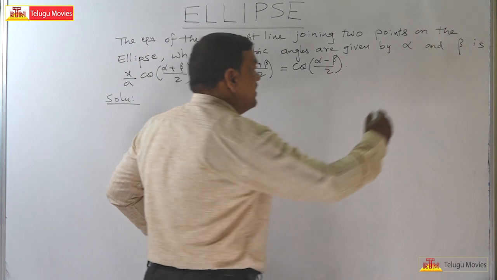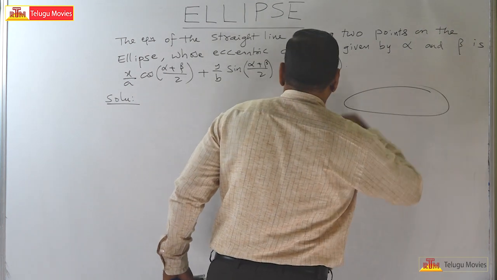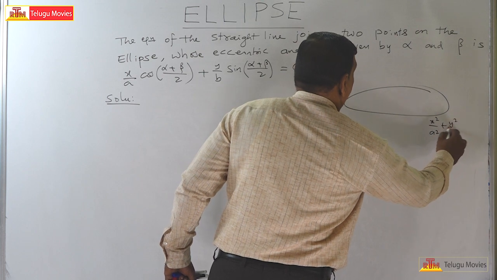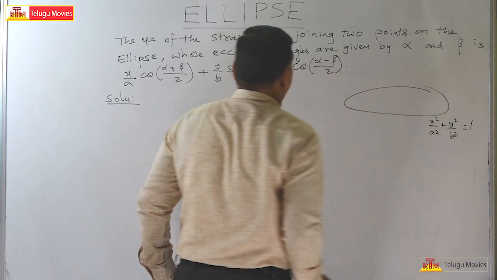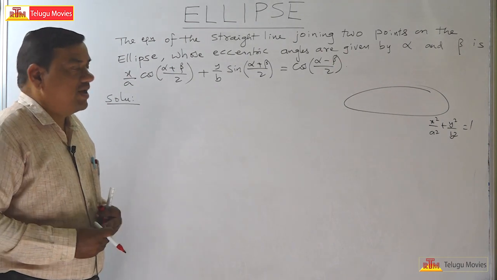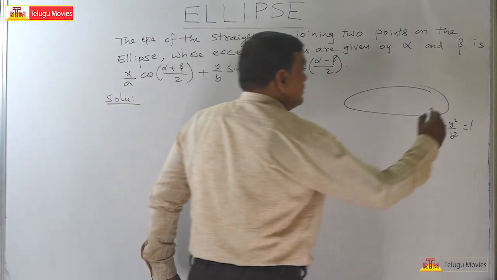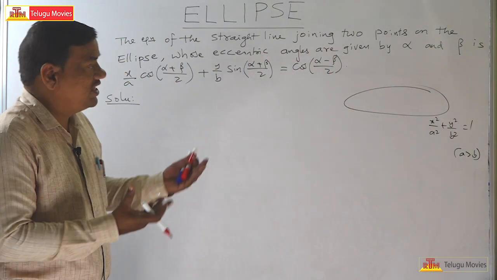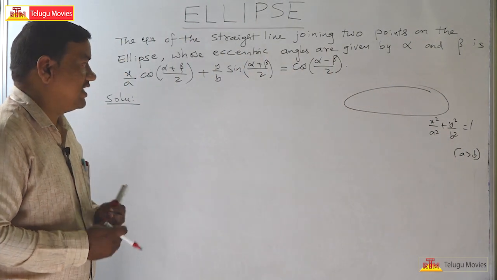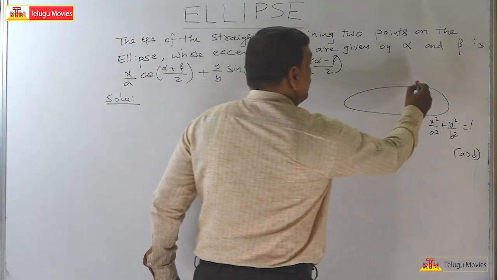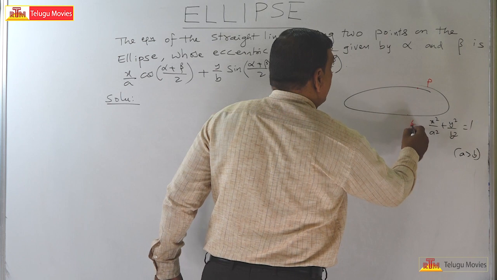So there is an ellipse, of course it is not given, x square by a square plus y square by b square is equal to 1, where a is greater than b. Unless otherwise stated, we have to take the ellipse equation like that. There are 2 points on the ellipse, P and another one Q.